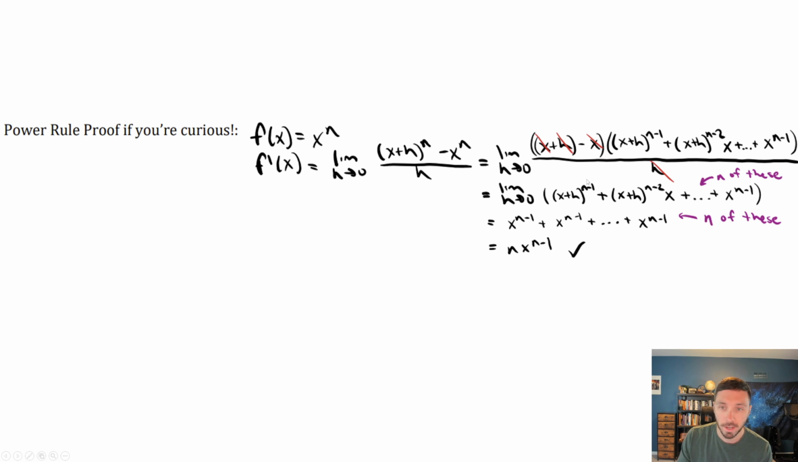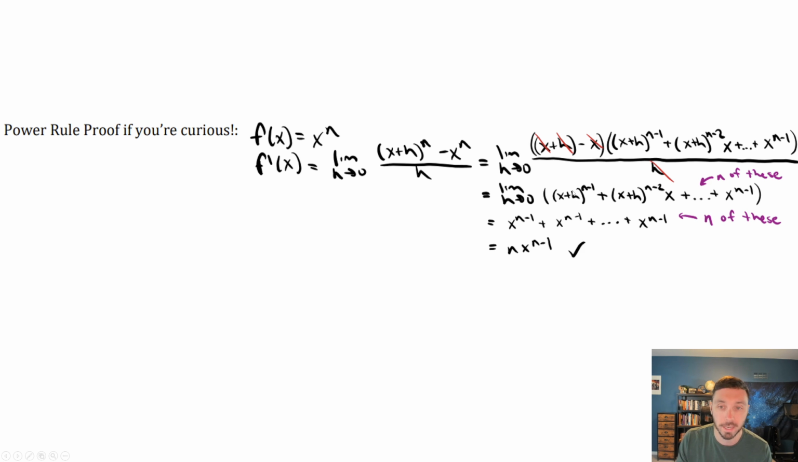And there are n of these expressions. You can see here I have n minus 1, n minus 2. This is going to be n minus 3 with an x to the second, n minus 4 with an x to the third, all the way over to x plus h to the 0th power times x to the n minus 1. If you count 1, 2, 3, 4, 5, there are n of these expressions. If you were to plug in 0 into each of these h's, you get x to the n minus 1. Then you get x to the n minus 2, x to the first. This is x to the n minus 1.